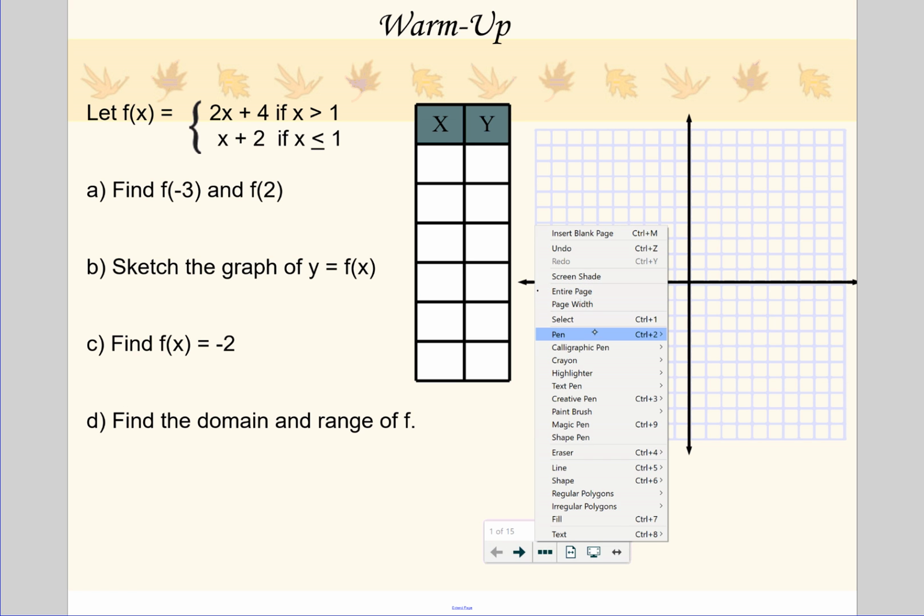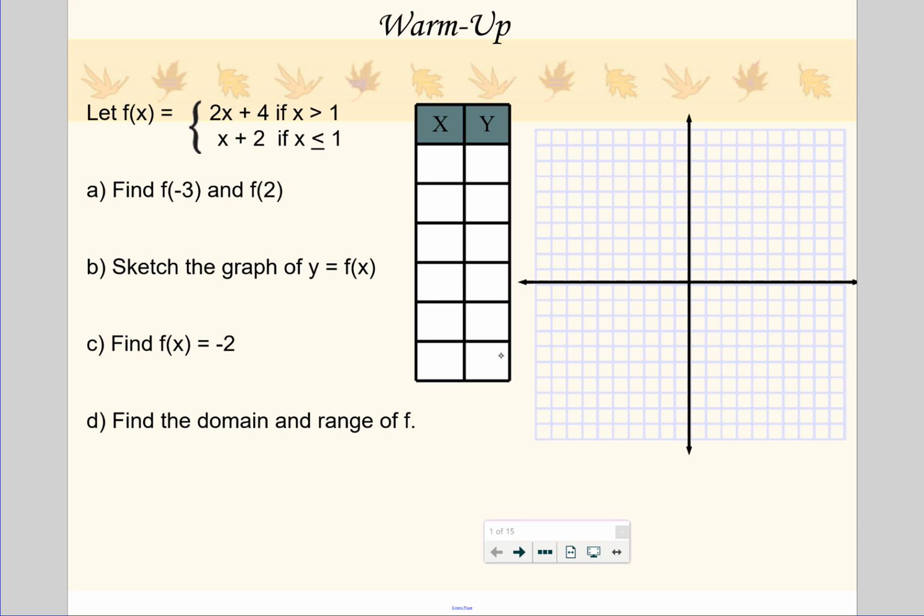All right, let's go through your warm-up. If I want to evaluate f of -3, which piece do I plug it into? Top or bottom? Bottom, right? Because it's less than 1. So you should have -3 plus 2. Your answer there is -1.